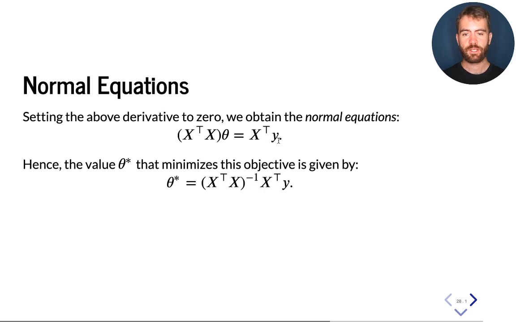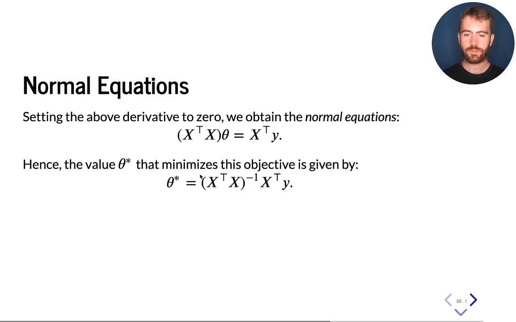Now, since both the left-hand side and the right-hand side are vectors, they actually define a set of linear equations. Hence, they're called the normal equations in plural. So the theta that satisfies these equations has to be the minimum of the objective function that we're minimizing. This has to be the theta that minimizes the mean squared error. And we can solve for this theta by simply multiplying on both sides of the equation by the inverse of the matrix X transpose X.